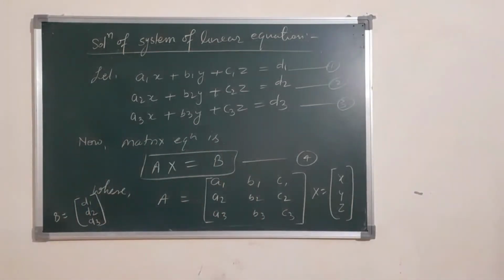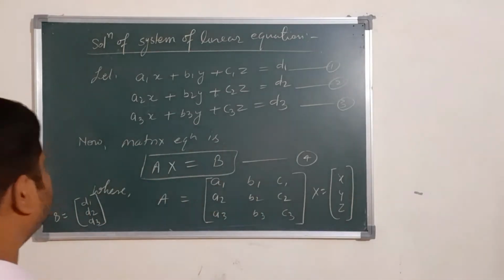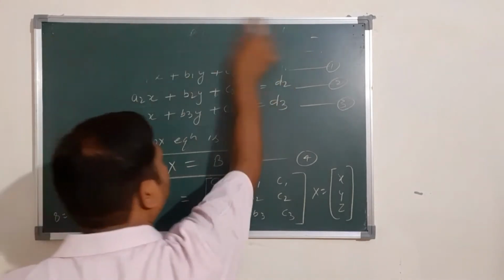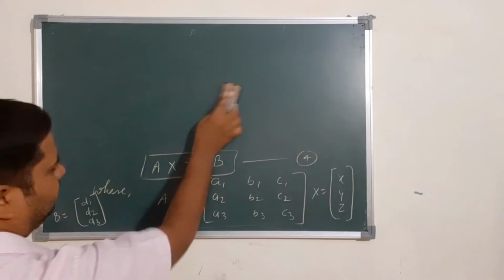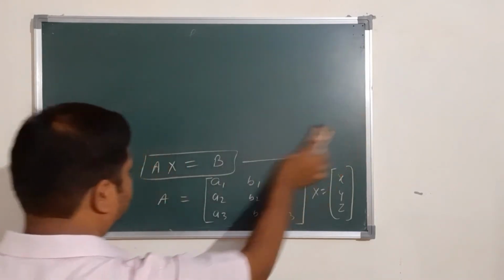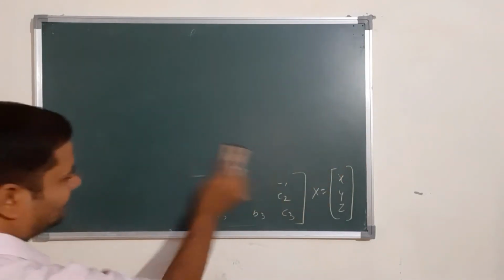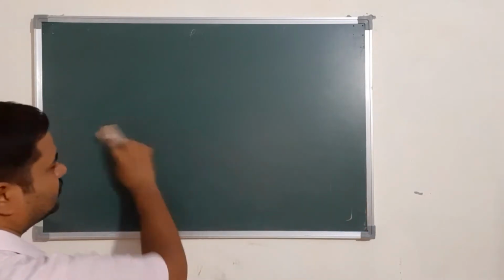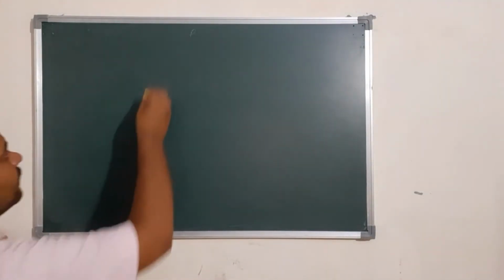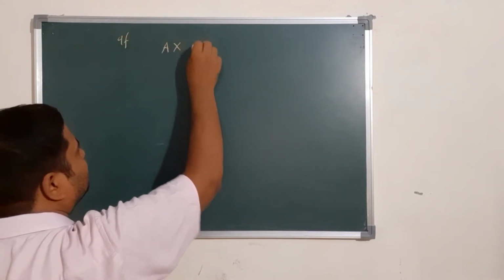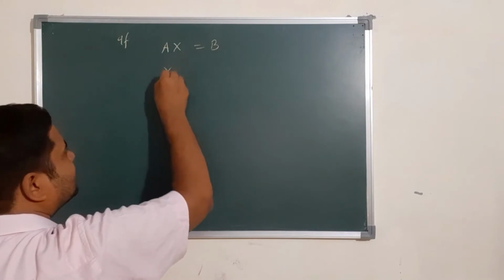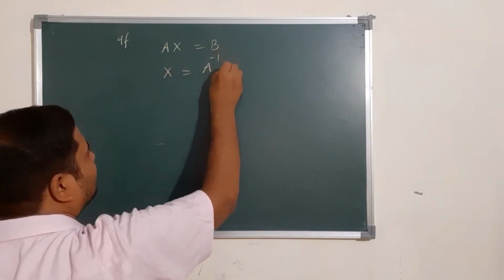Now, what is the procedure to solve this equation? First of all, we see the procedure, then after we consider an example and solve it. If Ax is equal to B, then x is nothing but A inverse B.